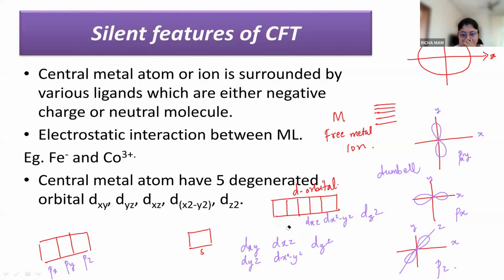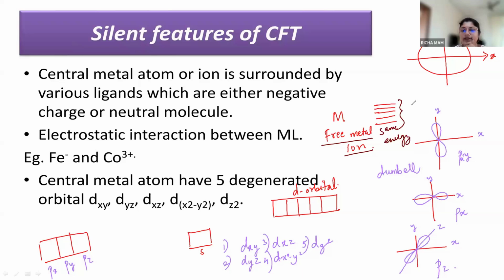So we represent each like this. Okay, so these are named like this: dxy, dyz, dxz, dx square minus y square, and dz square. Fine. Okay. So these are the five d orbitals. So until and unless it is a free metal ion, they all have the same energy. So it is represented like this.